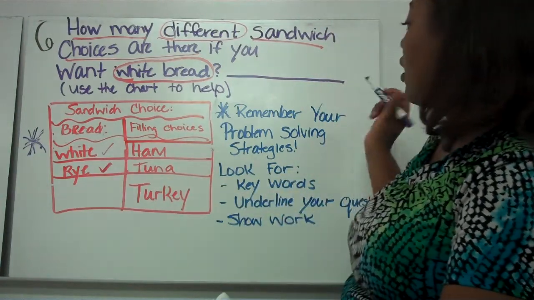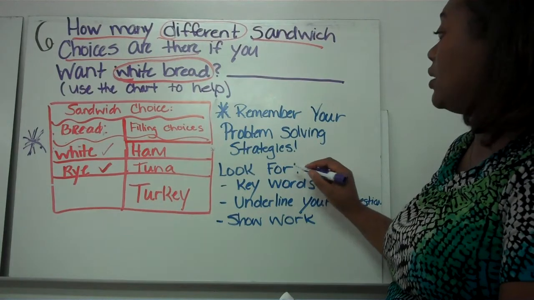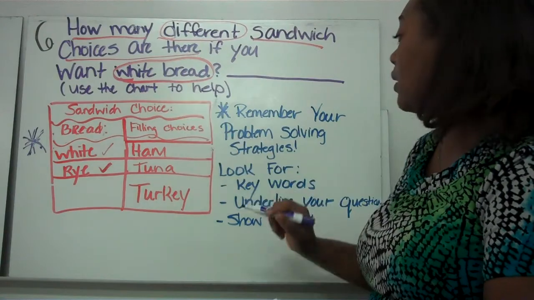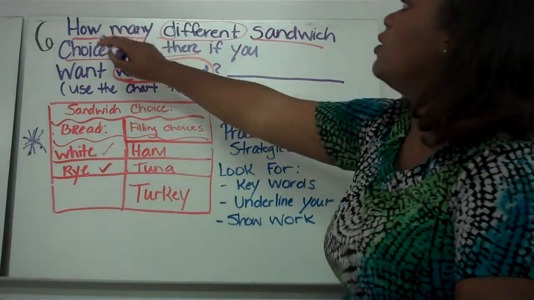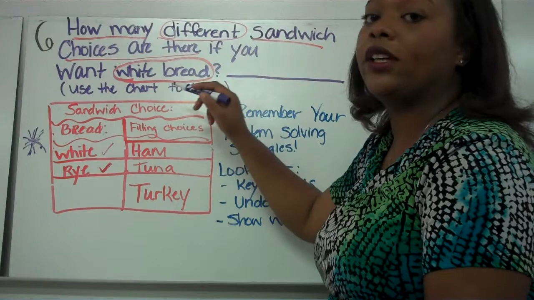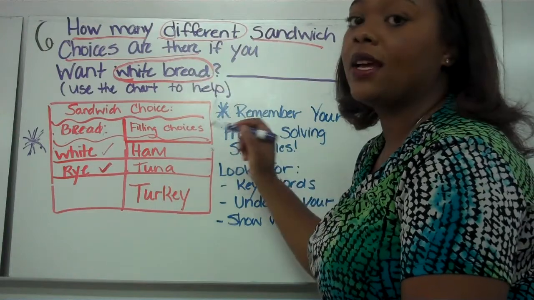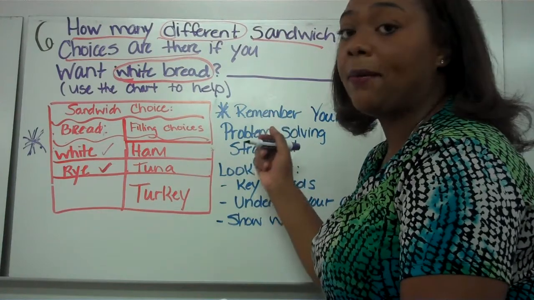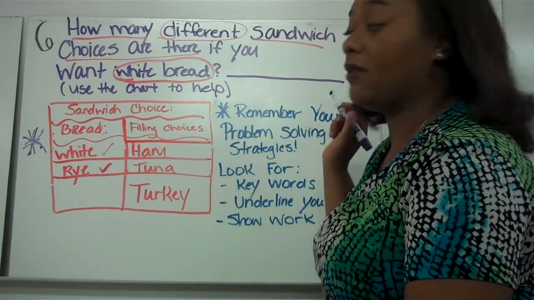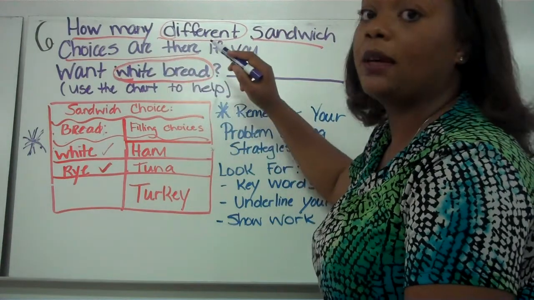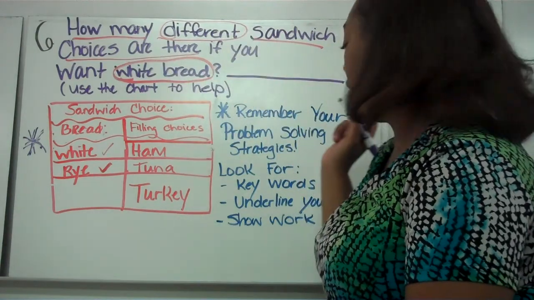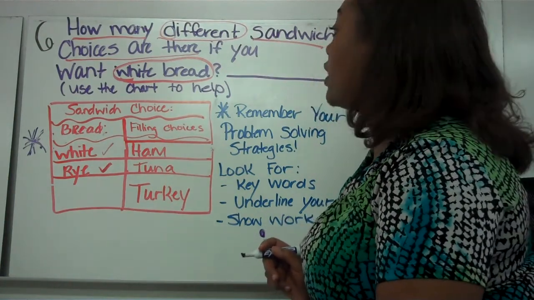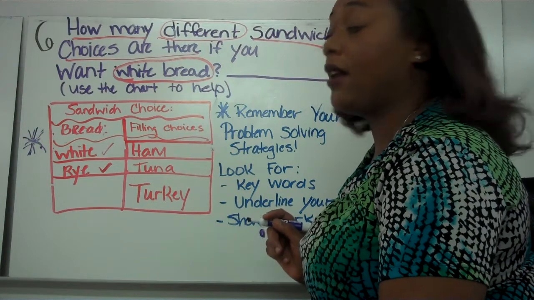Now, remember our problem solving strategies. Look for keywords, which we found different and we found white bread. We underline our question. We always underline a question so that we don't forget to go back and answer it. Sometimes in word problems, we get so busy trying to figure it out and it takes us more than one step and we forget to go back and answer it. So that's why we underline our question so that when we look back at the problem, we'll remember to answer it at the end. And remember to show your work. I always want you to show me how you got your answer. That way if you make a mistake, I know how to help you.